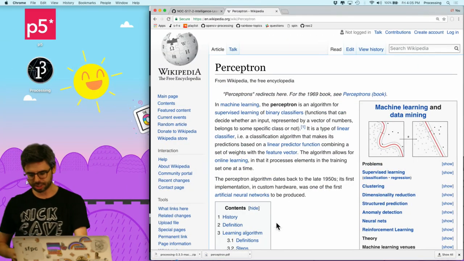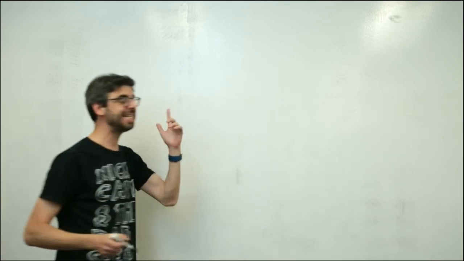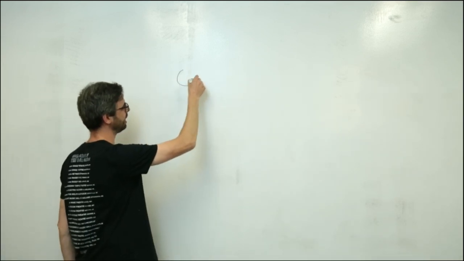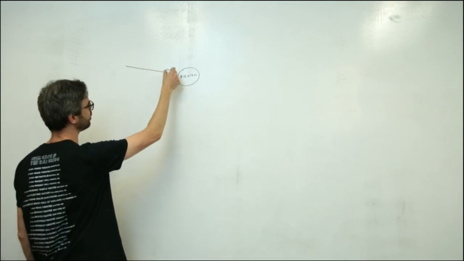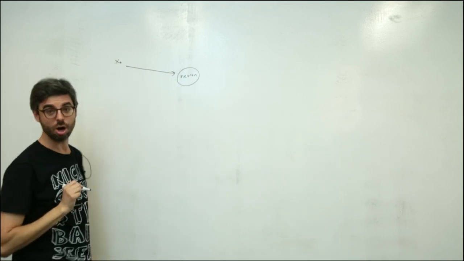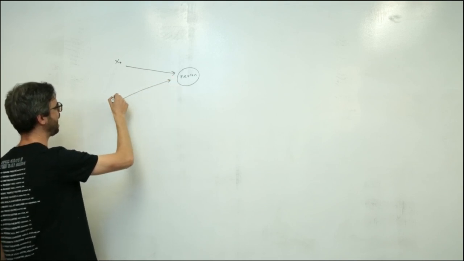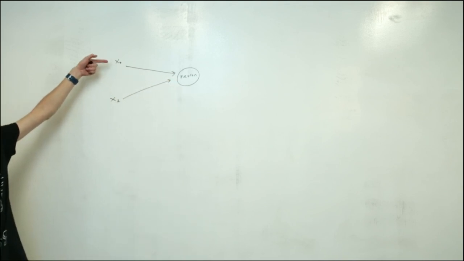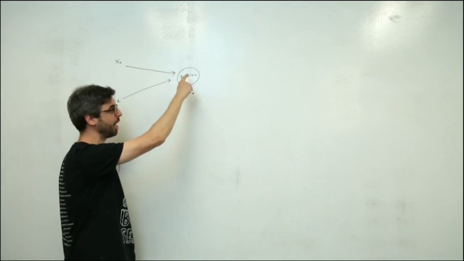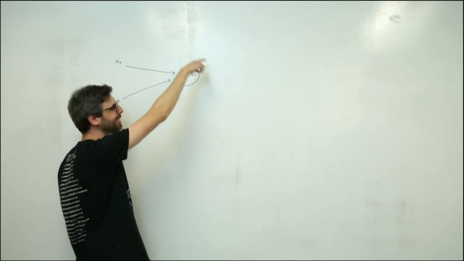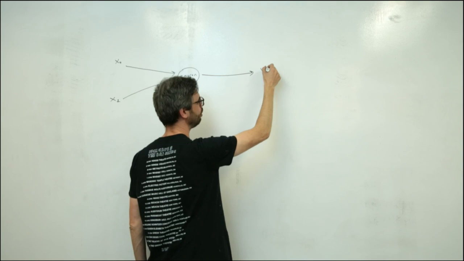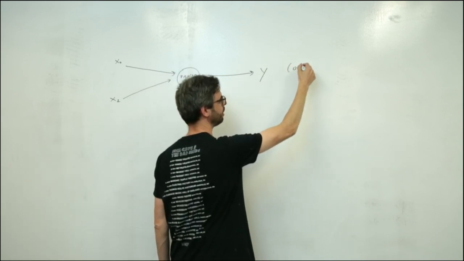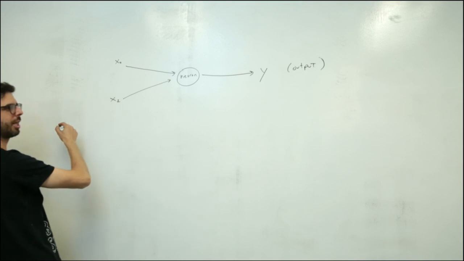Okay, so let's come over to the whiteboard for a second. So if the idea of a perceptron is that there is a single neuron, call this a neuron, that neuron could have inputs. Let's say there are two inputs. I'm going to call them x0, x1, so inputs zero and one. They come into the neuron, some type of mathematical process happens in the neuron, and then there is an output, which I'll call y, or output. So these are inputs.